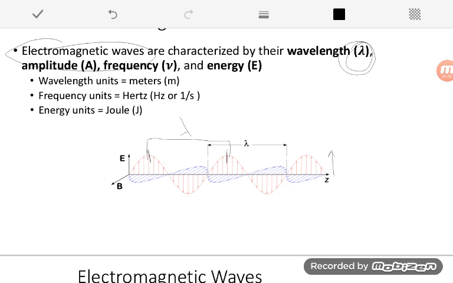Frequency is a measure of how many waves pass a point within a certain amount of time. So let's say I drew a line here and I had a counter and this wave was moving to the right. I could calculate how many cycles got past that line within a certain period of time. So that's the frequency of the wave.